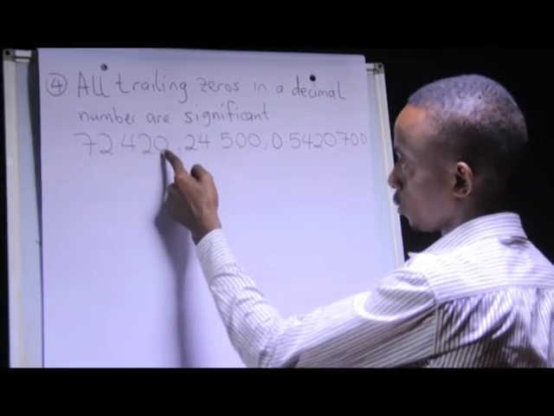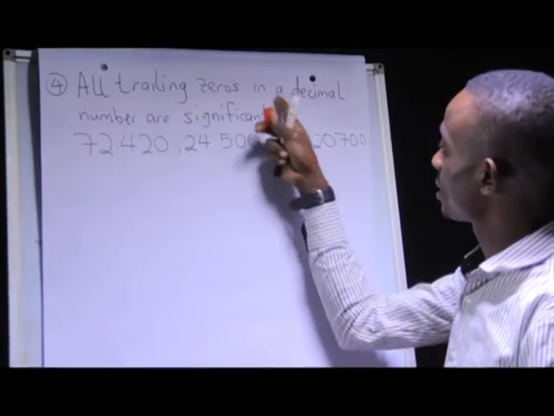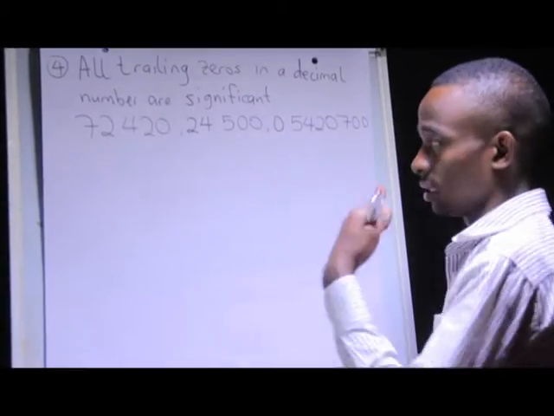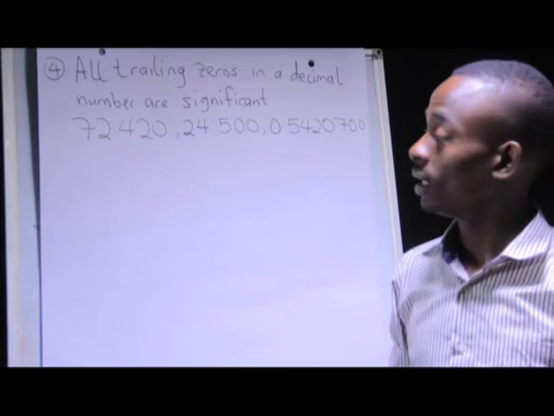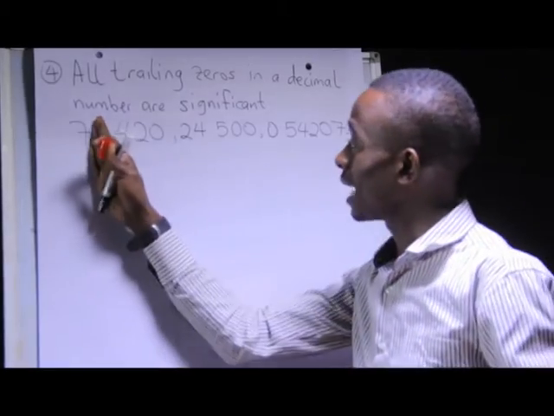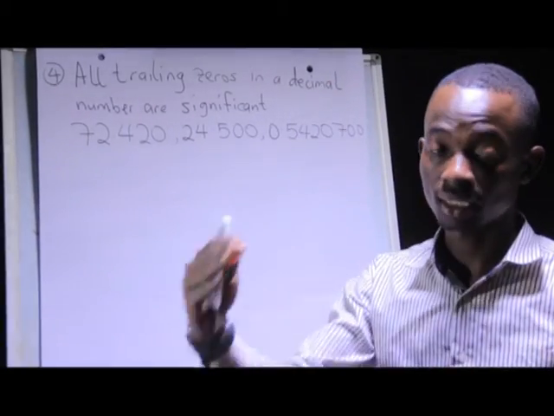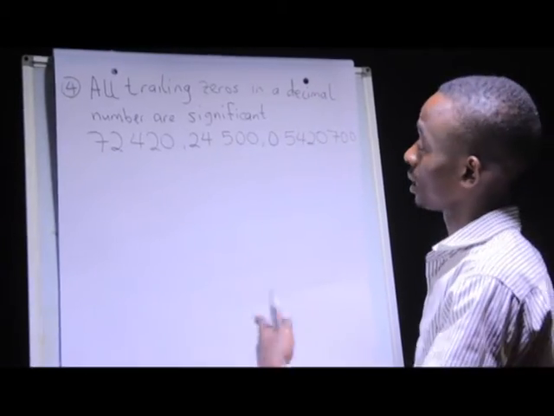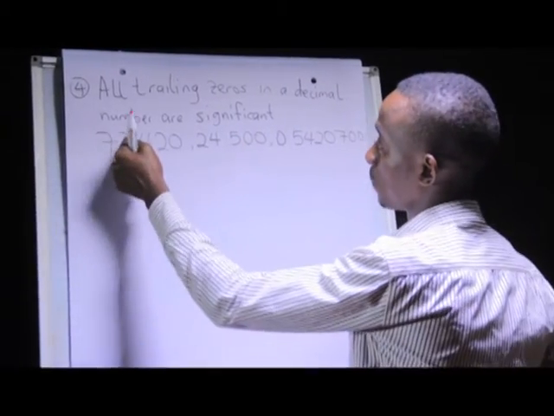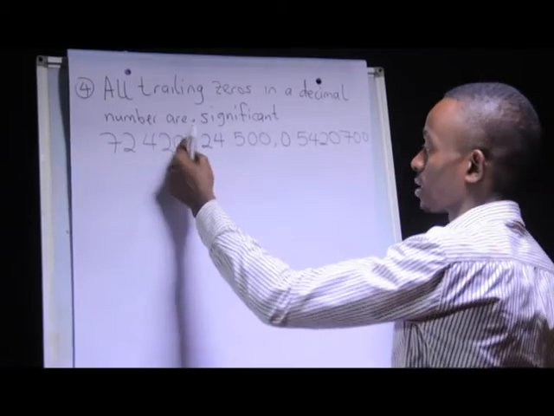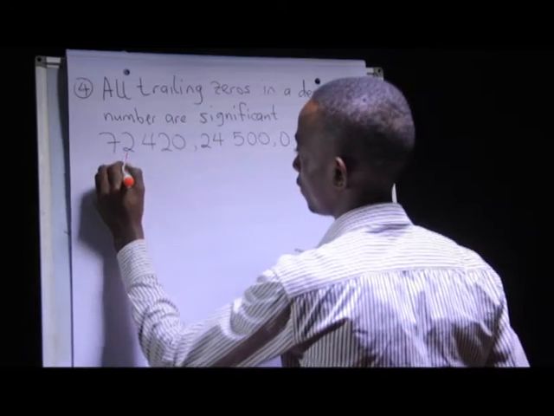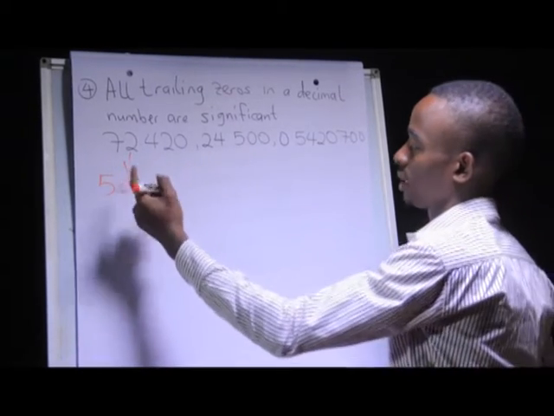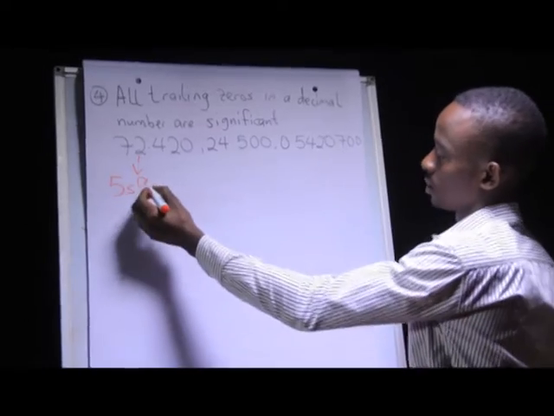Now how about the last 0? Remember the condition before tells us that all trailing zeros, and trailing means something which comes after another. So when the zeros are at the end, they are considered to be significant. Whereas in condition 3 we saw that when the zeros are at the beginning, they are said not to be significant. So when I'm counting the number of significant figures in this case, I have 1, 2, 3, 4, and 5. The 0 in this case is also significant. So here I have 5 significant figures. We say SFS means significant figures.